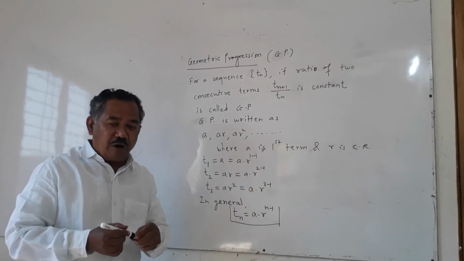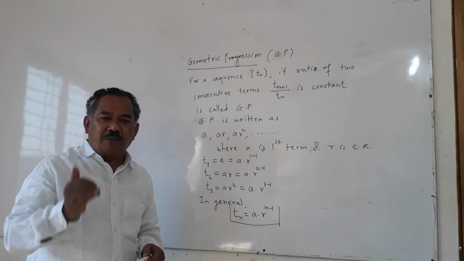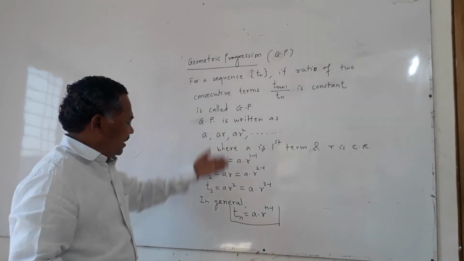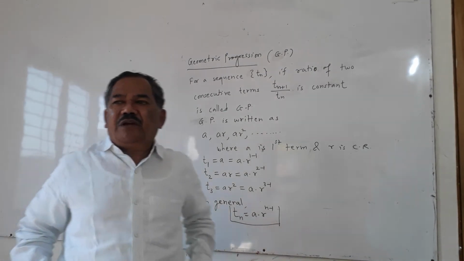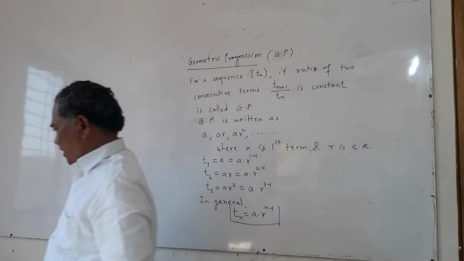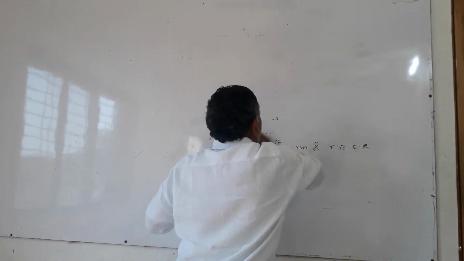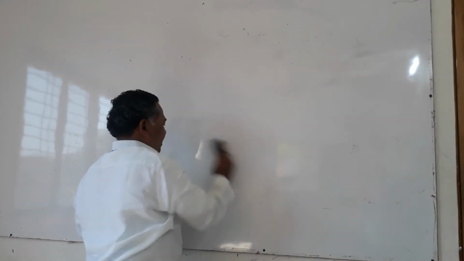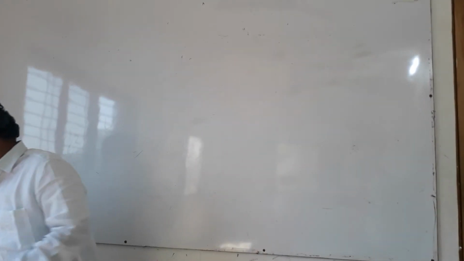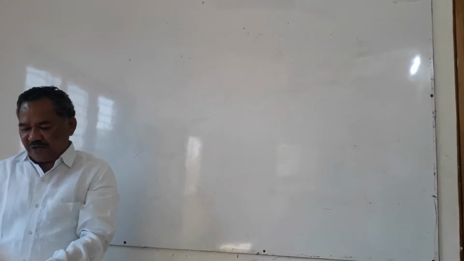In which manner do we obtain the common ratio? T2 upon T1 or T3 upon T2 or T4 upon T3. Remember this part in this manner. Then we evaluate some examples, using the definition as well as the formula for Tn. First example we carry.